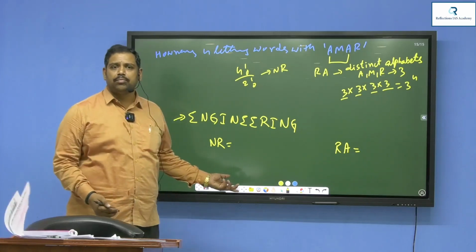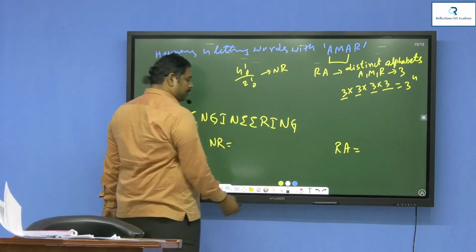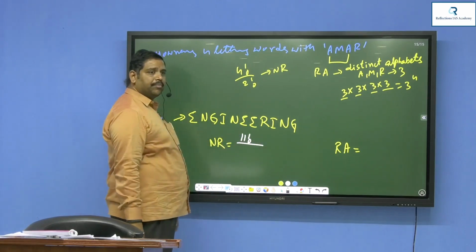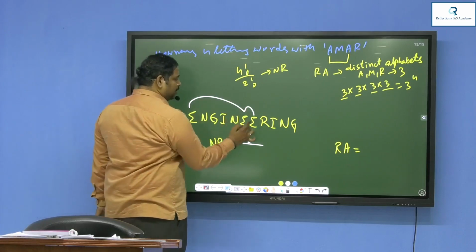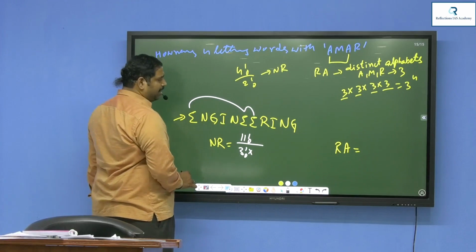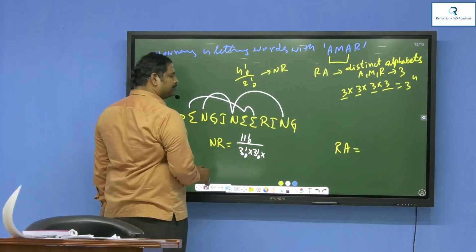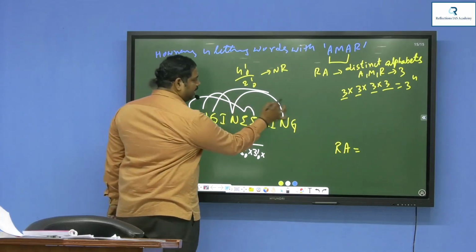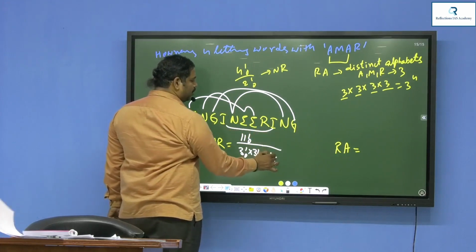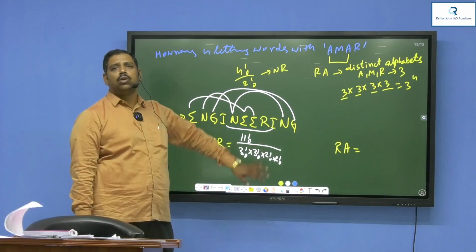Completed, no repetition? How many ways we can arrange when there is no repetition? Total 11 alphabets, so 11 factorial by, E appeared for 3 times, so 3 factorial into, again 3 factorial, why? Because N appeared for 3 times, into, G appeared for 2 times, right? So 2 factorial into, I appeared for 2 times, right? 2 factorial. Yes or no? That is the no repetition case.